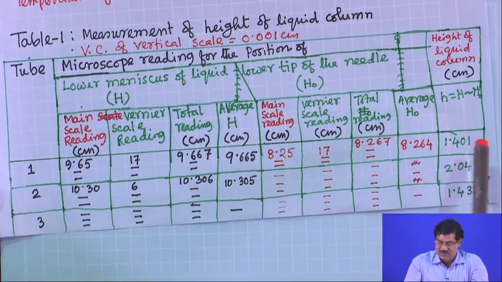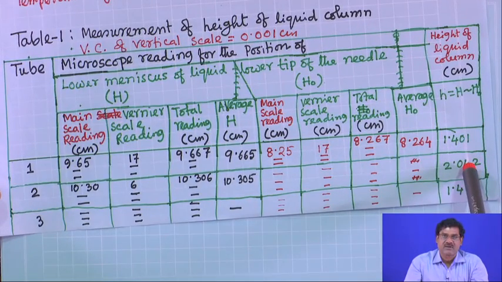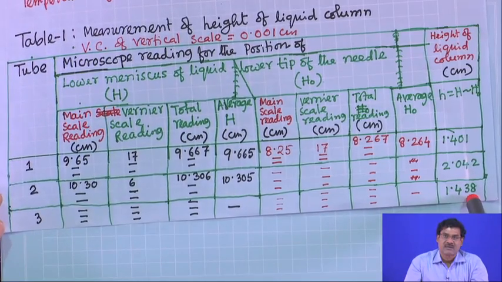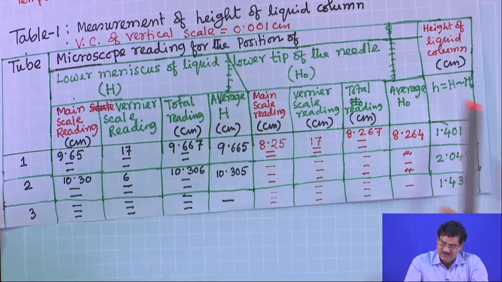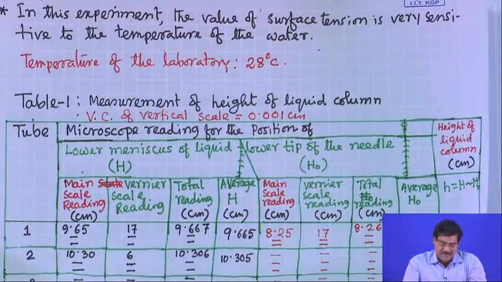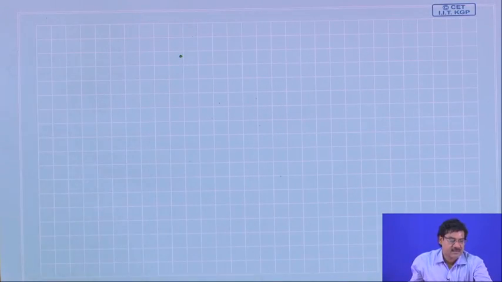So, it is H for tube 1, this; for tube 2, this average height; and this for tube 3. This is the height of the liquid column. So, this is basically the height measurement of the liquid column. Then the second table, table 2.